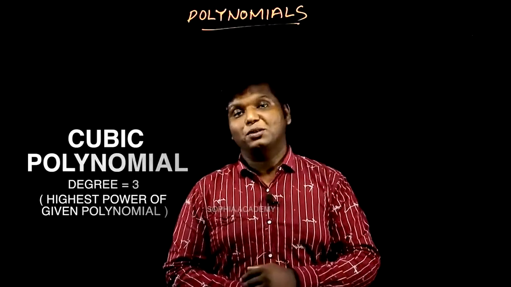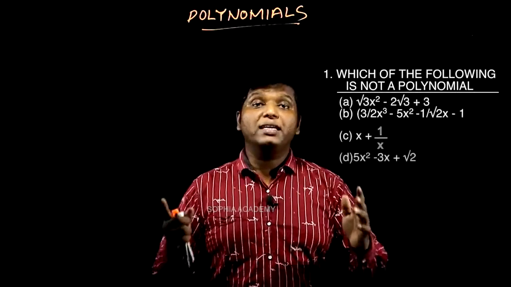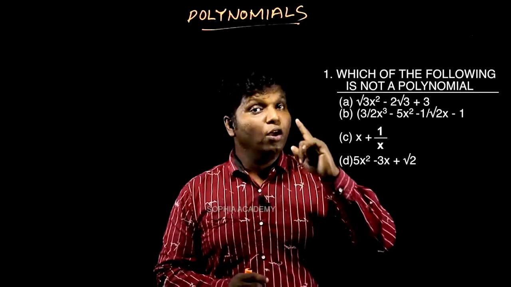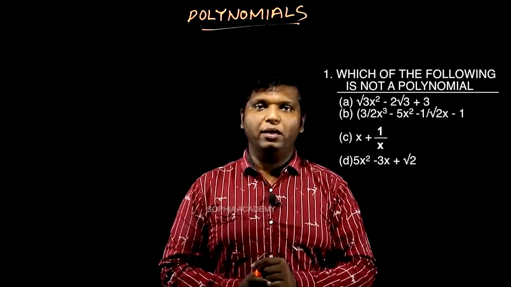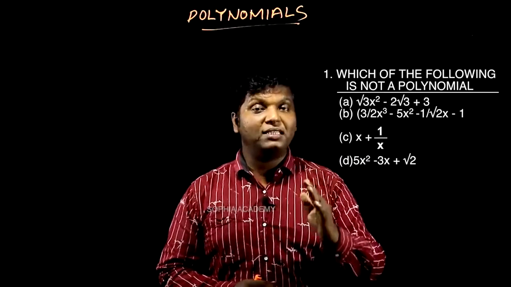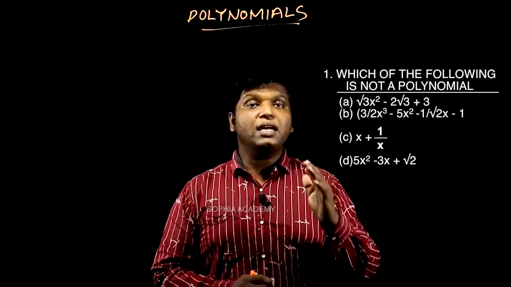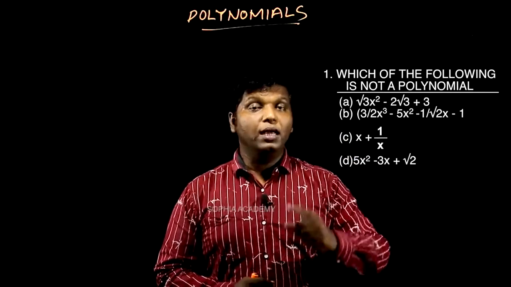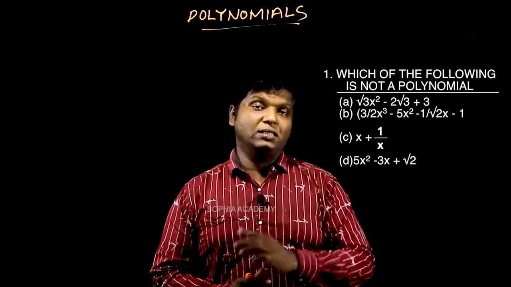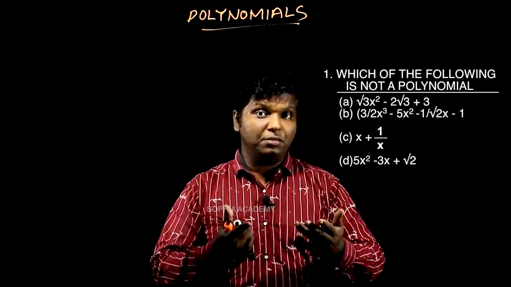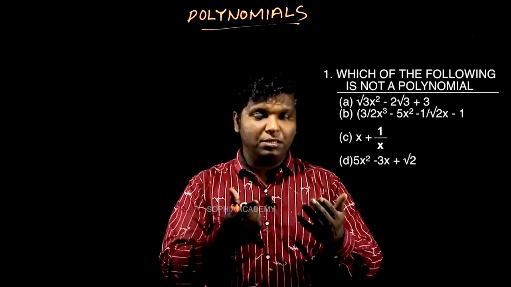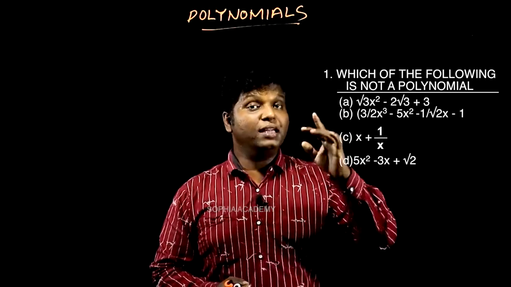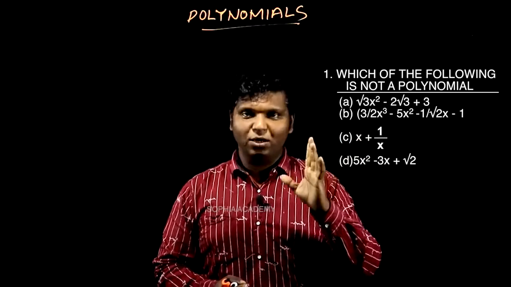Here goes the very first question before you. Which of the following is not a polynomial? A list is given, and from it you have to find which one is not a polynomial. First of all, you have to understand the basic concept of a polynomial. Inside a polynomial, the powers of the variable should be integers. They should not be fractional numbers, and they should not be negative numbers. They should be positive integers, or they can be 0. I repeat, positive integers or 0.